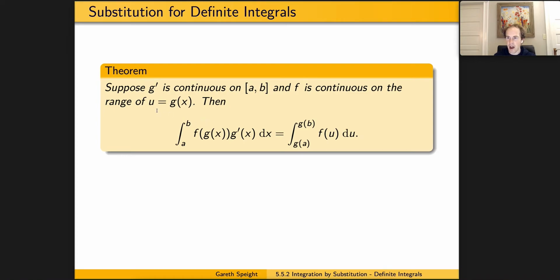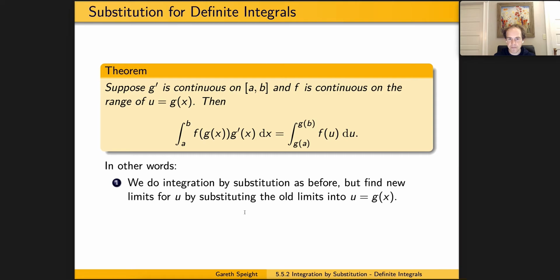So for instance, our lower limit is supposed to be when x equals a. If we plug that into our equation, when x equals a, we see that u equals g of a. So the corresponding lower limit for u is going to be g of a. And then the upper limit in terms of x is x equals b, and when x equals b, we get u equals g of b. So all we have to do is find the corresponding values of u at the old limits for x. Okay. So as we said, it's pretty much the same as before. We just have to find the new limits.